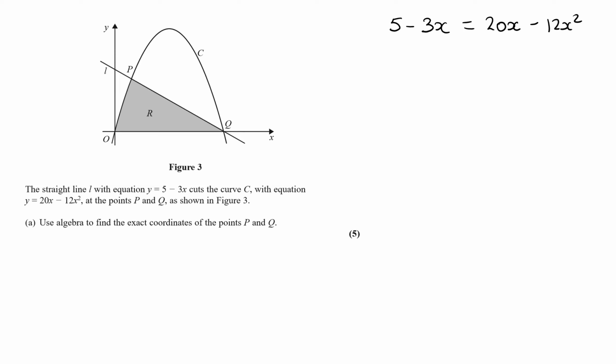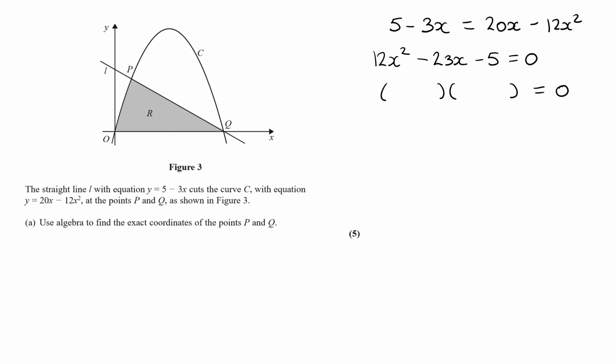So I'm going to add 12x squared to both sides, and I'm going to take away 20x from both sides. Now I need to solve this quadratic equation. You can do this a variety of ways. You could use the quadratic formula, you could complete the square, you could even use your calculator if you weren't sure. But it might not look like it, but we can actually factorise this. It might look like a tricky one, but it's not as bad as first looks.